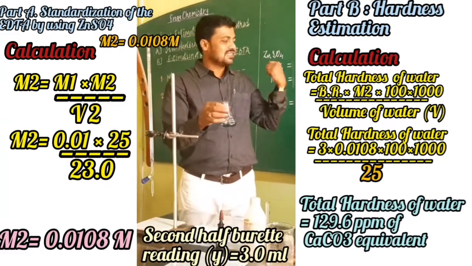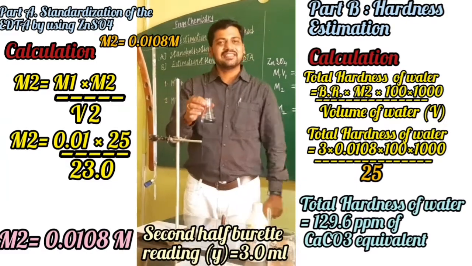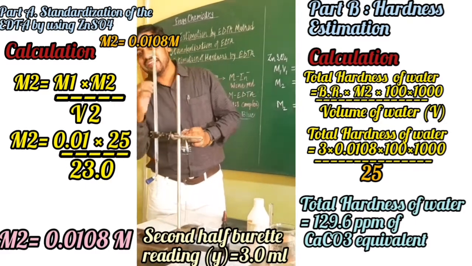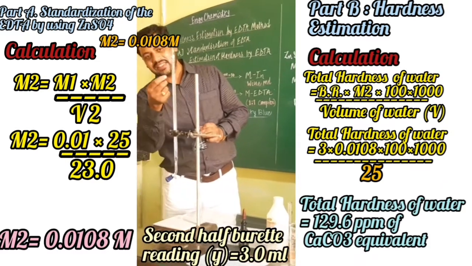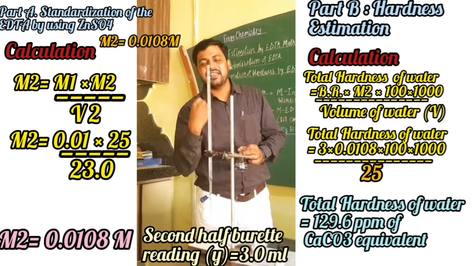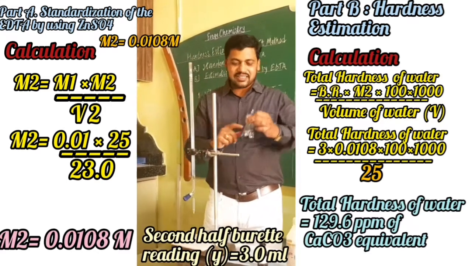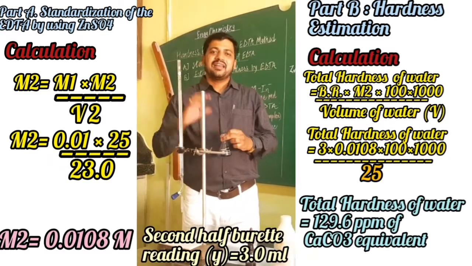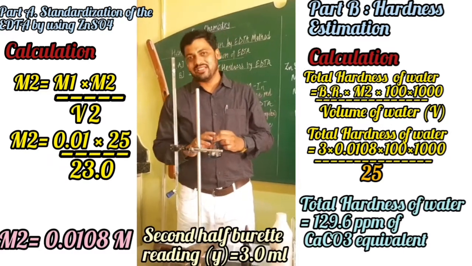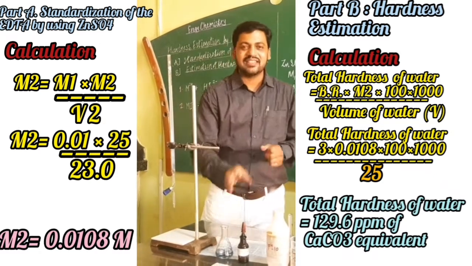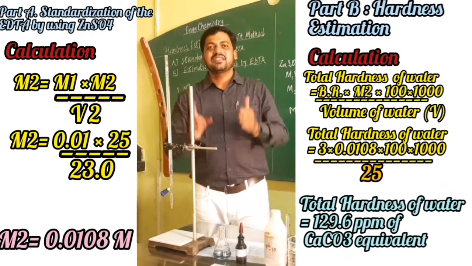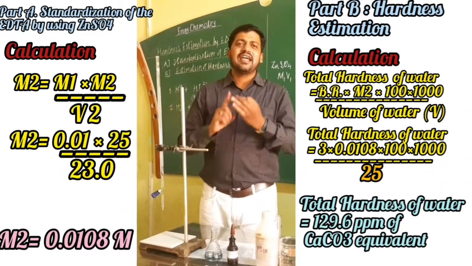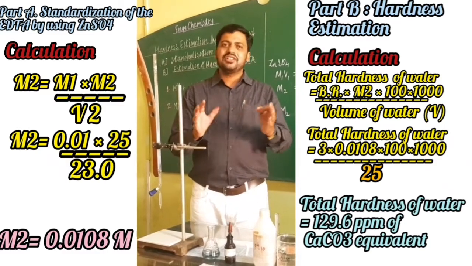For that purpose, there is a formula in the calculation part. We will discuss how to find out the hardness from this reading. This reading we have to treat as Y ml. Whatever, today I got 3 ml of the EDTA which is required to get this sky blue color, and this reading we have to use for finding the exact hardness of the water sample. So this experiment is basically segregated into two parts. First part is the standardization of EDTA, and second half is the actual estimation of the hardness.